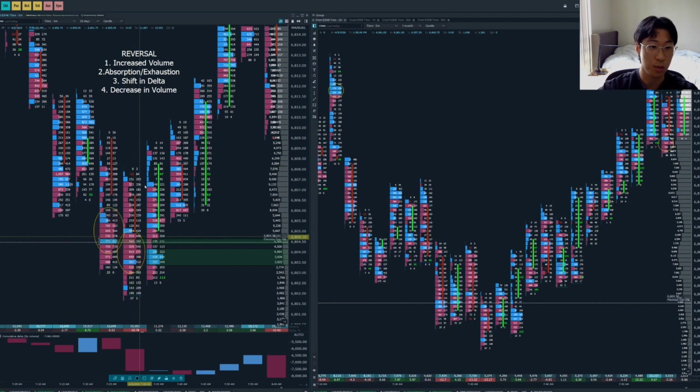The next candle, we move lower. We break the key level again, but we are unable to close below it. We get a decrease in volume. Like I said, decrease in volume.